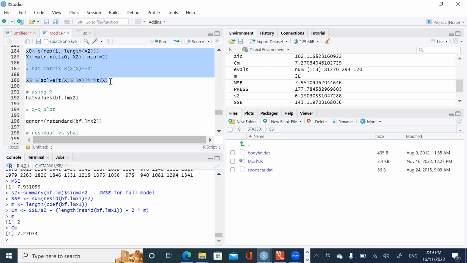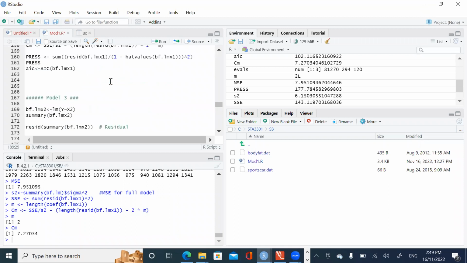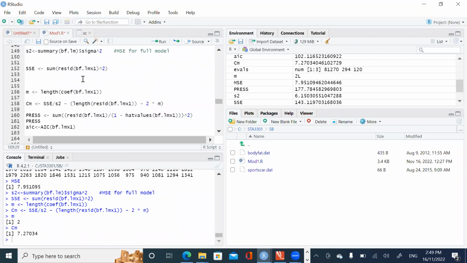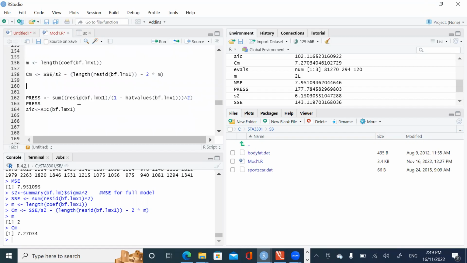I will show you in both ways. First of all, look here. So we have CM, we have AM. So now press. Look here. By definition, look at the definition, it is the sum of residuals EI minus 1 minus head values.